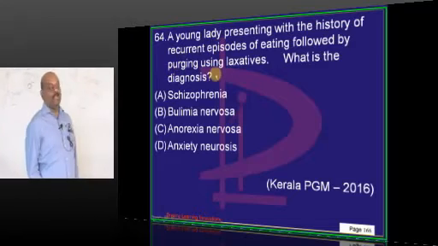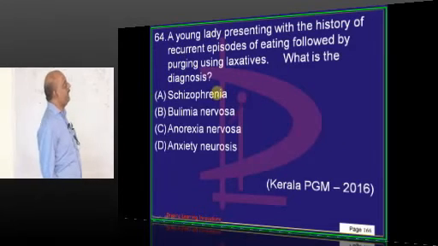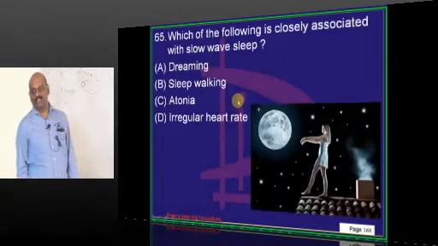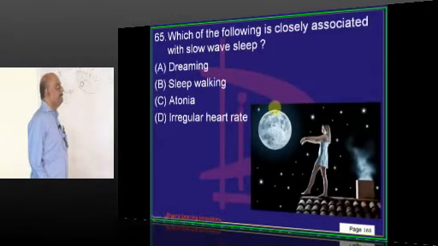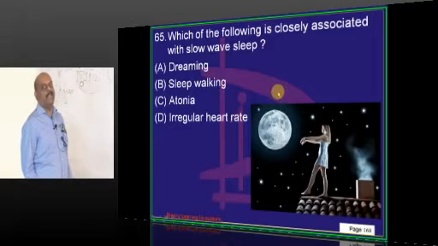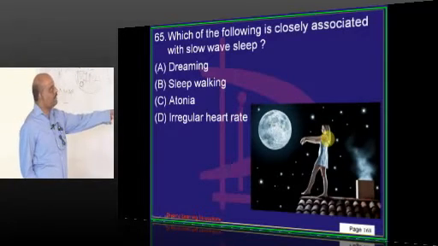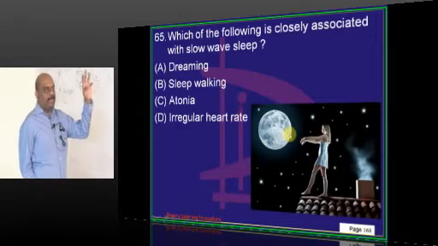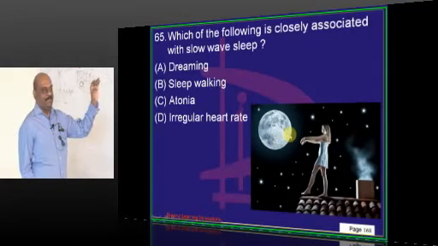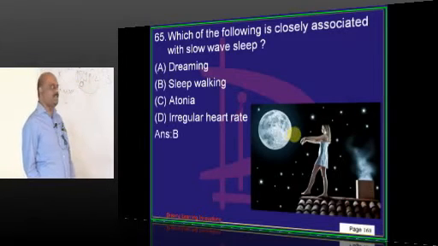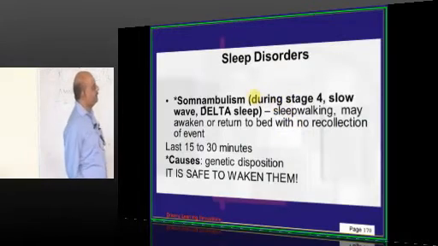A young lady with history of recurrent episodes of eating followed by purging. Oh, even a baby will answer this. Bulimia nervosa. What is a slow wave sleep disorder? That is, NREM sleep is called slow wave. Stage 4 of NREM, you get what is called sleepwalking. Once more, night terror, nightmare, somnambulism. Sleep disorders is a high yield topic, doctor. You can't say that I didn't answer it correctly.